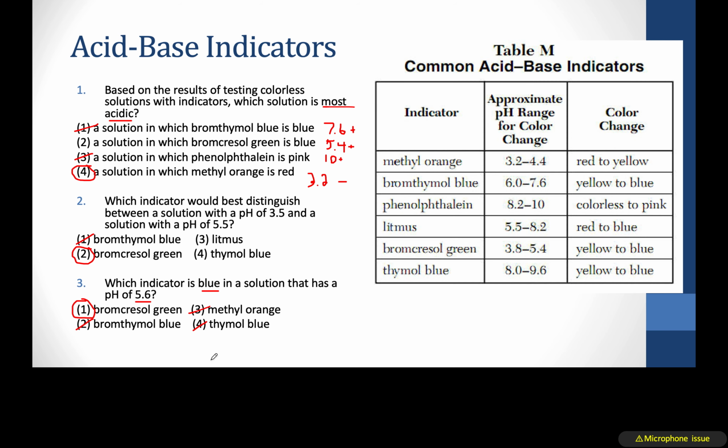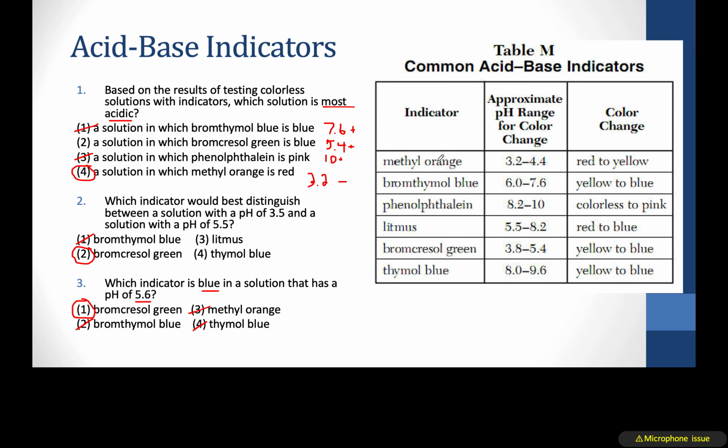All right. Now, I know this can be a little confusing, so definitely replay this. And I'll say one more time, right? Anything below the range, so below 3.2, below 6, below 8.2, below 5.5, anything below it will be this color. Anything above the range will be the other color. Okay, so if you want an indicator to tell you the difference between two pHs, the pHs have to be on either side of the range. So when you put the indicator in the solution, one of the solutions will turn, say, red, and the other will turn yellow, and then you can tell the difference, right?